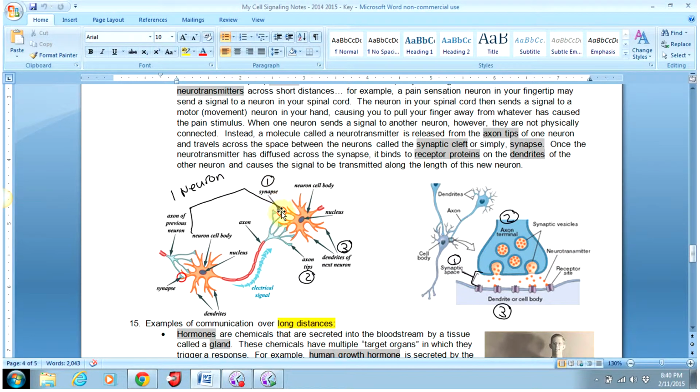Okay, so we've got the synapse or synaptic cleft, the space between the nerve cells. We've got the axon tips on our first neuron here. And this is a close-up of a single axon terminal, number 2. And then we've got the dendrites or receiving portion of the second neuron right here and also here. And this is, again, a super close-up.